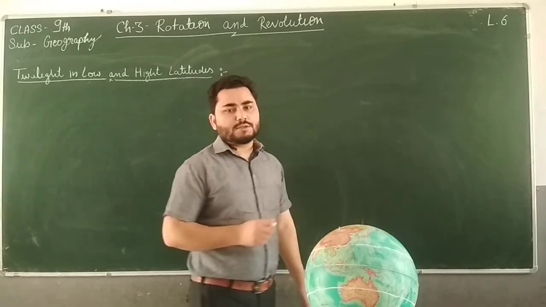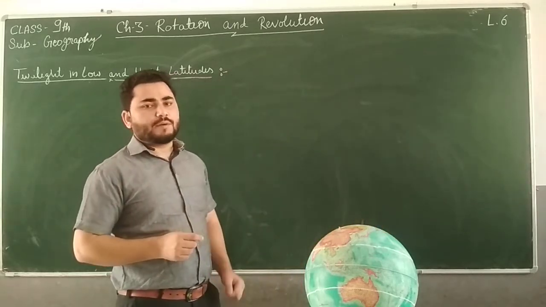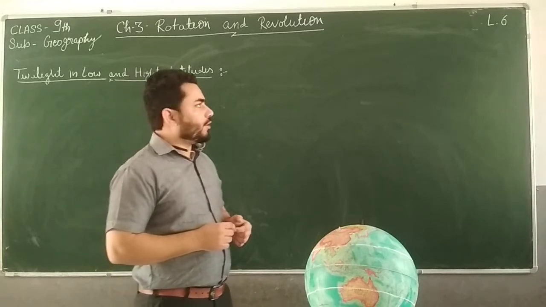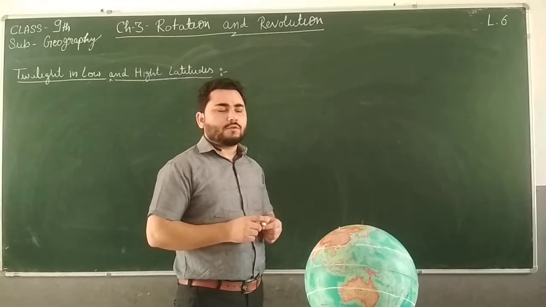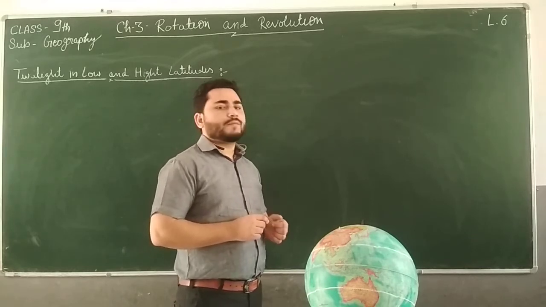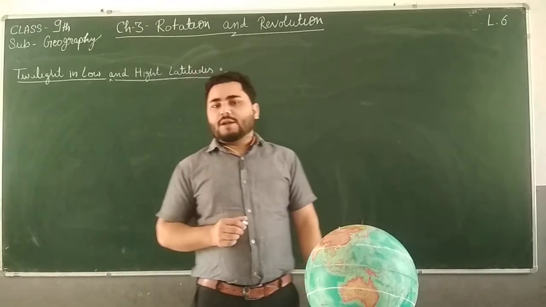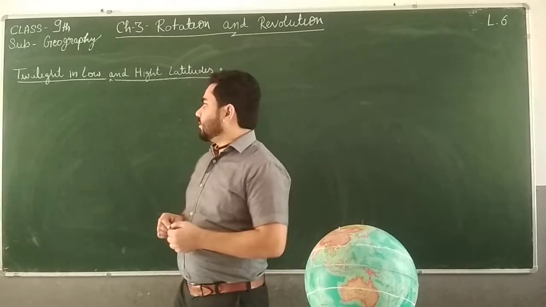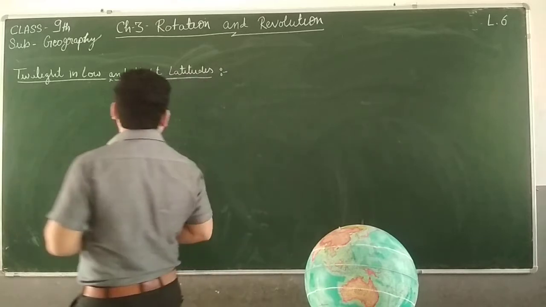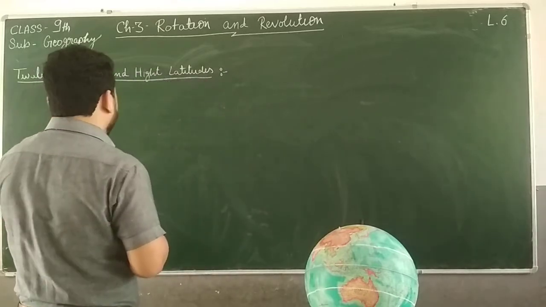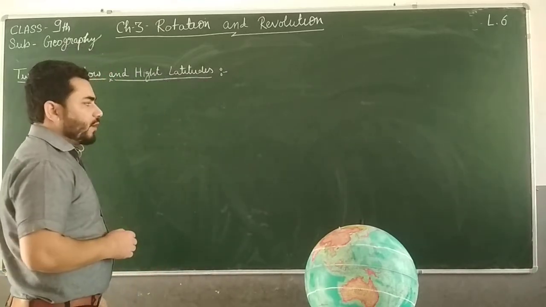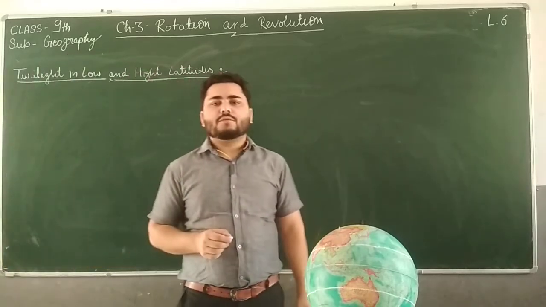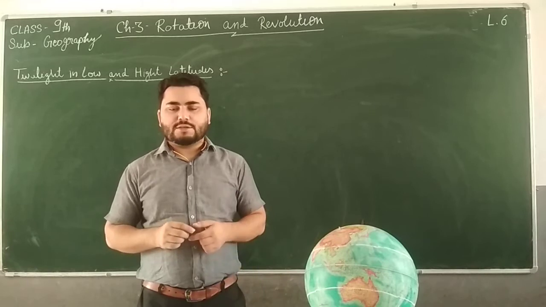Dear students, this is the sixth lecture of chapter number 3, Rotation and Revolution, and it would be the last lecture for this chapter. In this lecture, we are going to study about the twilight in low and high latitudes. Now, what is the meaning of twilight? Twilight is the time when we receive the diffused sunlight.